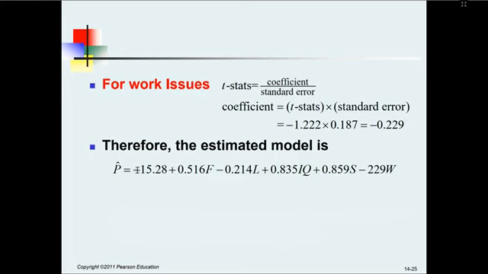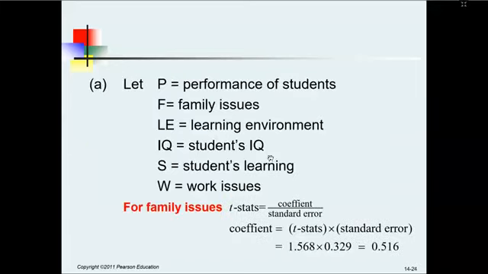So it will be the constant, then the coefficient times F, the coefficient here times LE, the coefficient here times IQ, the coefficient here times S, and the coefficient here times W. So this is the model. You pick the coefficients, that's all, to write the model. That's for question A. Then what is B?